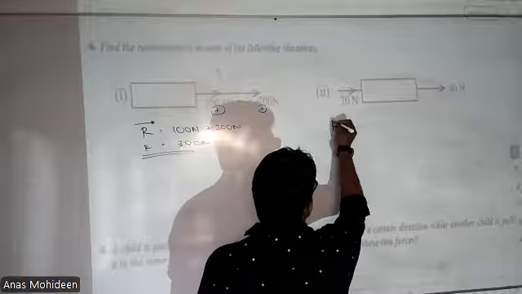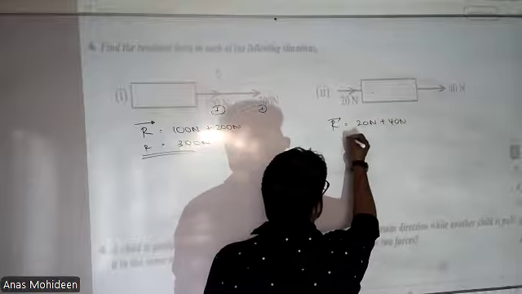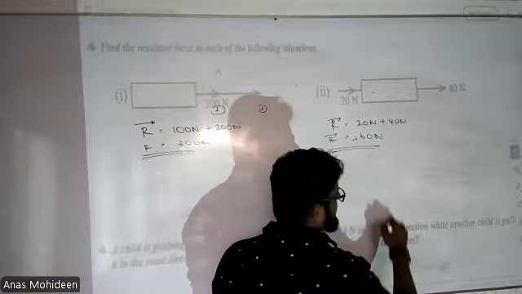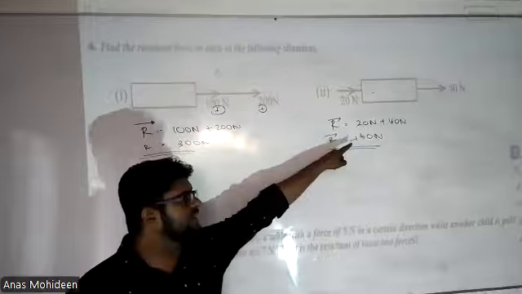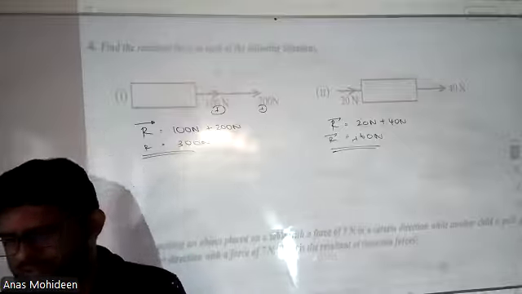How about this? 20 newtons plus 40 newtons. It is 60 newtons, and it has to be plus. Again, I'm telling you, it's not a must to mark plus. You can just write it without plus. Okay.